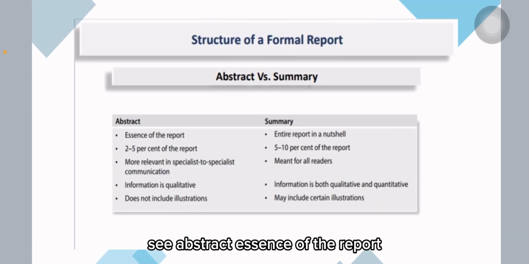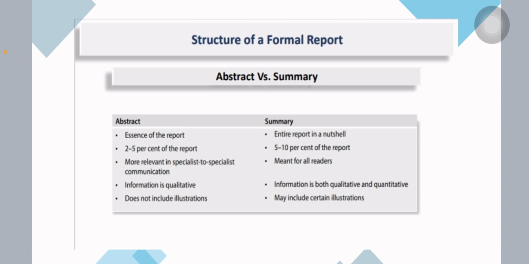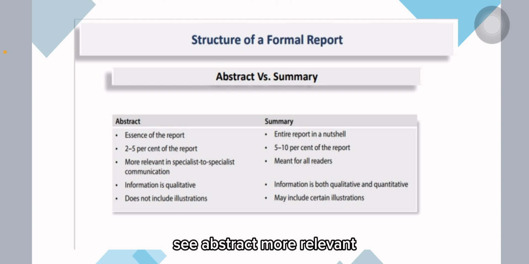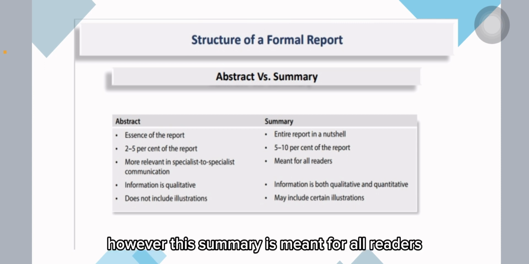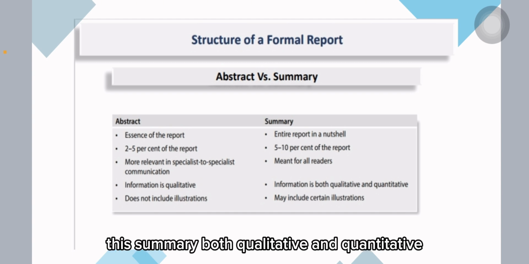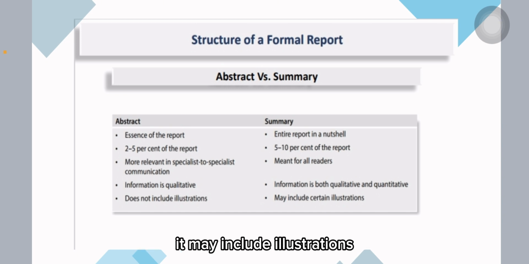Si abstract, essence of the report, while si summary, entire report in a nutshell. Si abstract, 2 to 5%. Si summary, 5 to 10%. Si abstract, more relevant in specialist to specialist communication. However, si summary is meant for all readers. Si abstract po, information is qualitative. Si summary, both qualitative and quantitative. Si abstract does not include illustrations. Si summary, it may include illustrations.